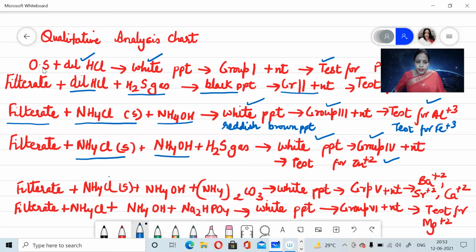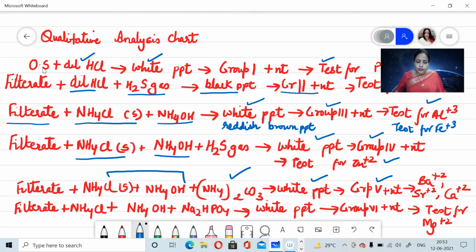Otherwise, with the filtrate of the fourth group, we will do the group analysis of the fifth group. Again, we will make the solution basic by adding solid NH4Cl followed by NH4OH solution and then the group reagent of the fifth group, that is ammonium carbonate. If we get a white precipitate, that indicates group 5 is present. There are three basic radicals in this: barium, strontium, and calcium. We will do the testing of each ion individually. Out of the three, any one ion will show the presence and the other two will show the absence.